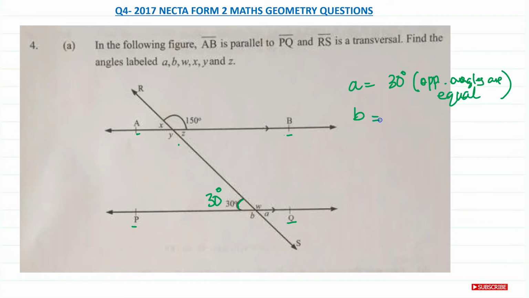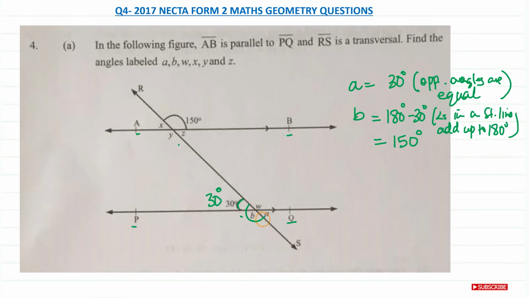So B is equal to, where is B? B is over here. So we can see we have a straight line here. So B is going to be equal to 180 take away 30. So B is 180 degrees take away 30 degrees. And what's the reason? Well, angles in a straight line add up to 180 degrees. So B is going to be equal to 150 degrees. So B is done now.